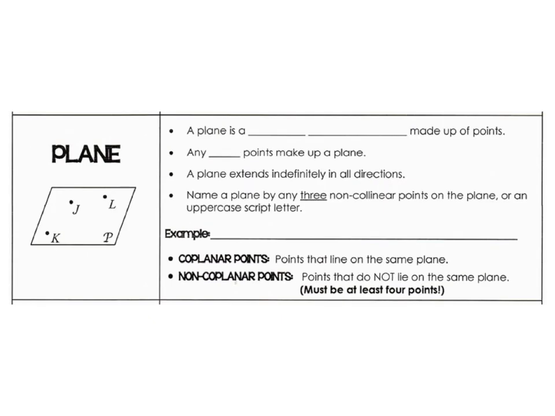All right, now a plane. A plane is a flat surface. Let's go ahead and copy that down in your notes, made up of points. Any 3 points make up a plane. A plane extends indefinitely in all directions, meaning it goes on forever in every single direction.